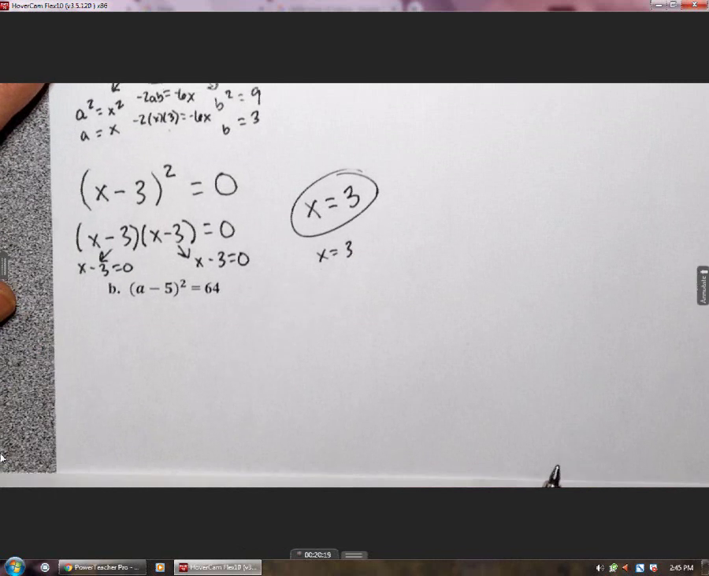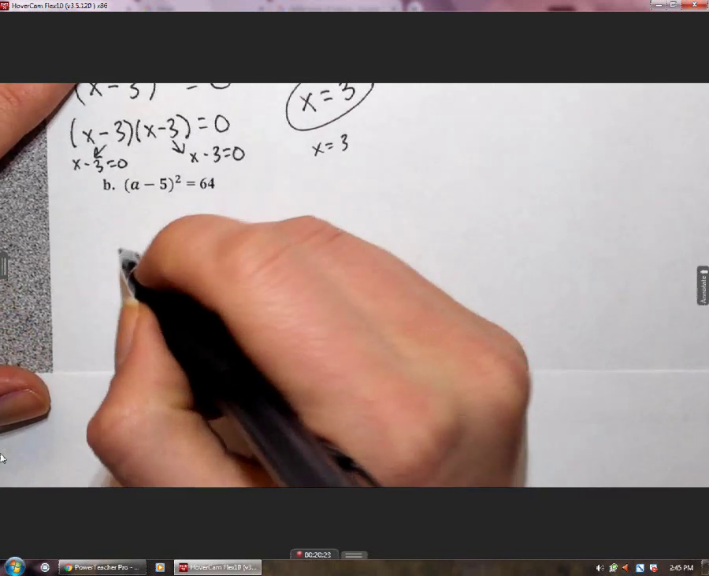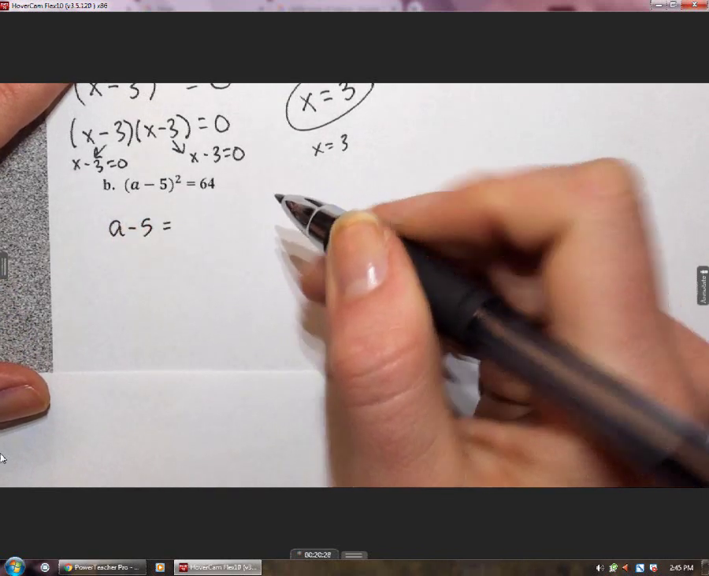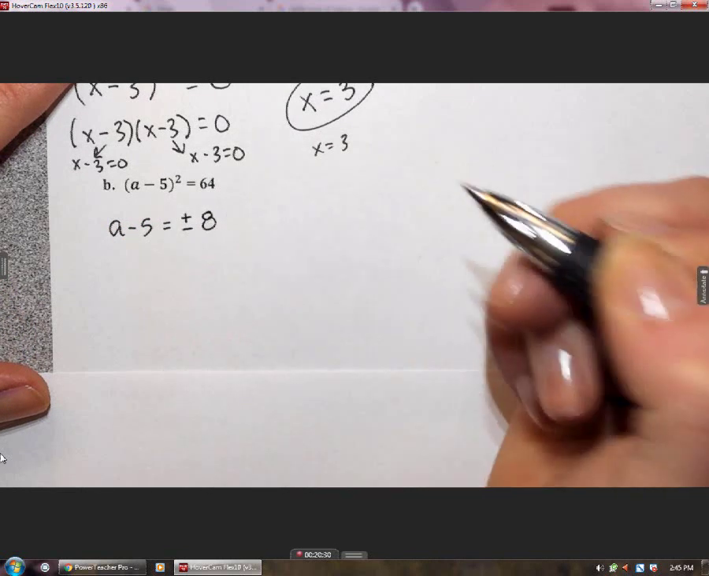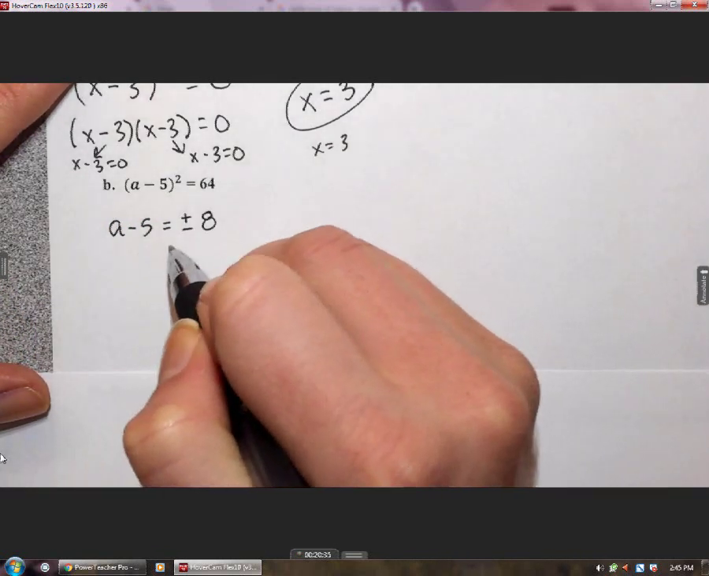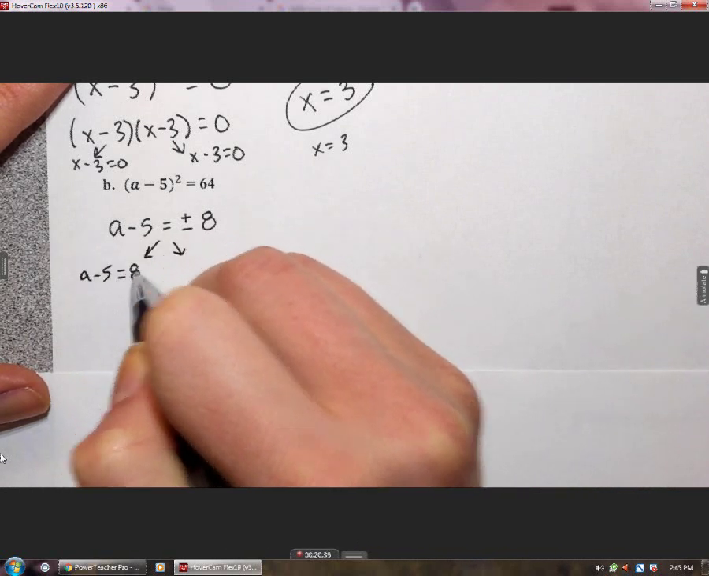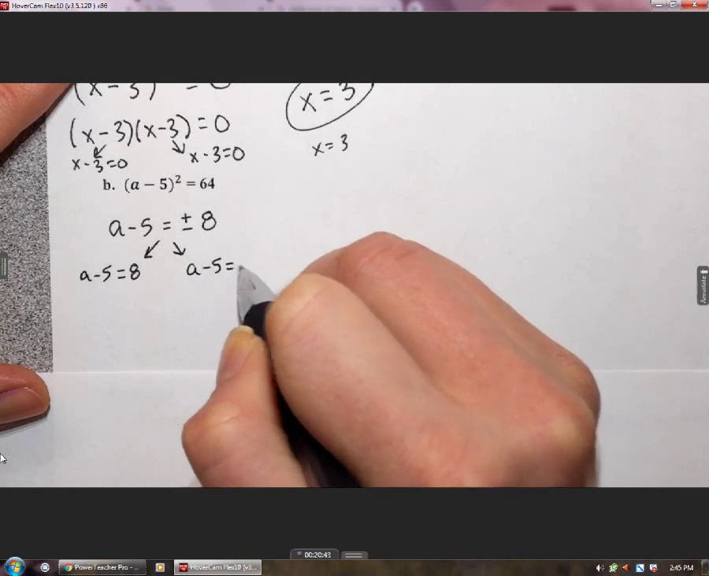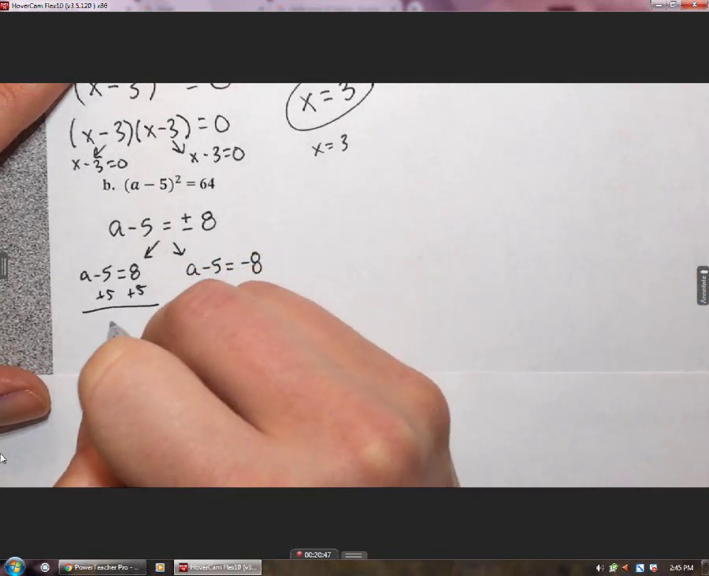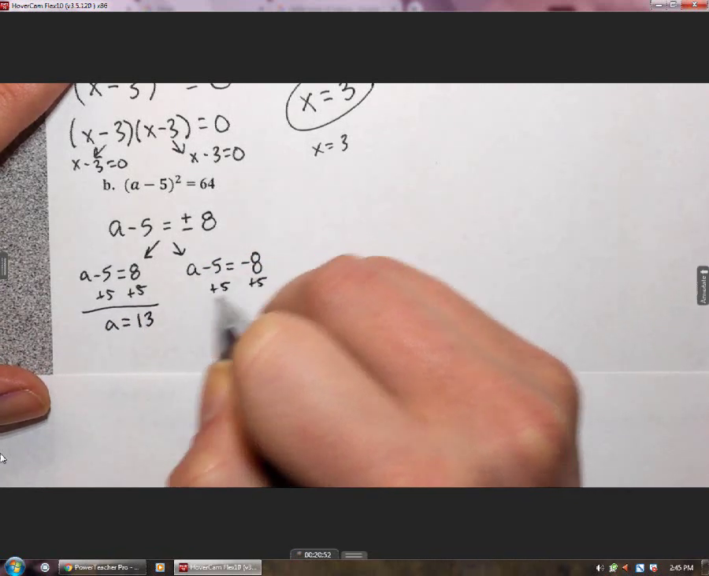How'd you do this one? A couple ways you could go with it. Yeah, you could take the square root. A minus 5 equals not just 8, plus and minus 8. So if you're going to do it that way, don't mess it up. A minus 5 equals 8. A minus 5 equals negative 8. Keep going. So A equals 13. A equals negative 3.